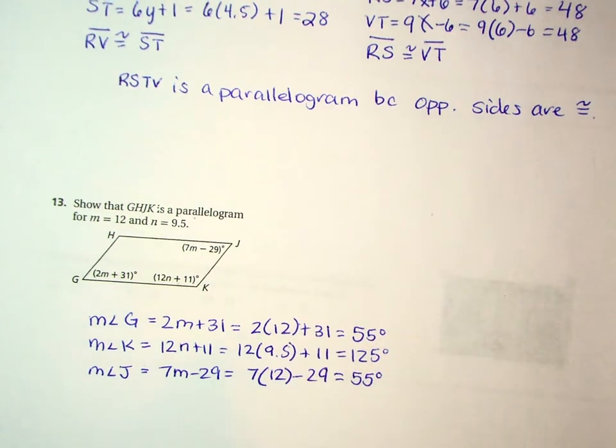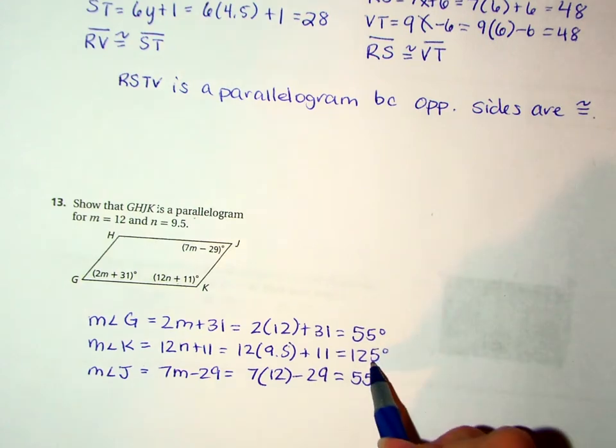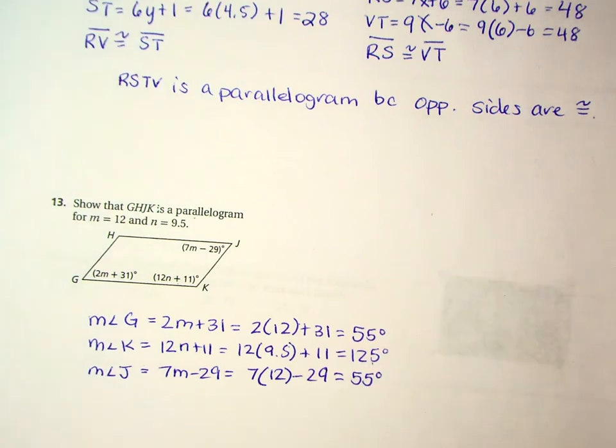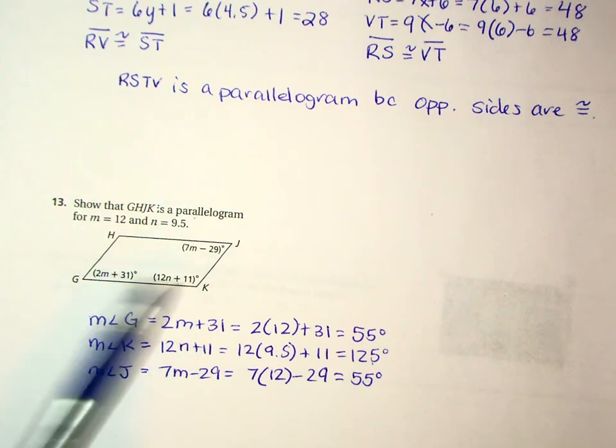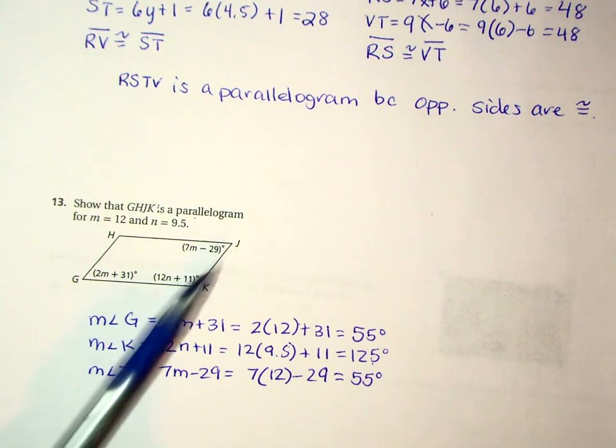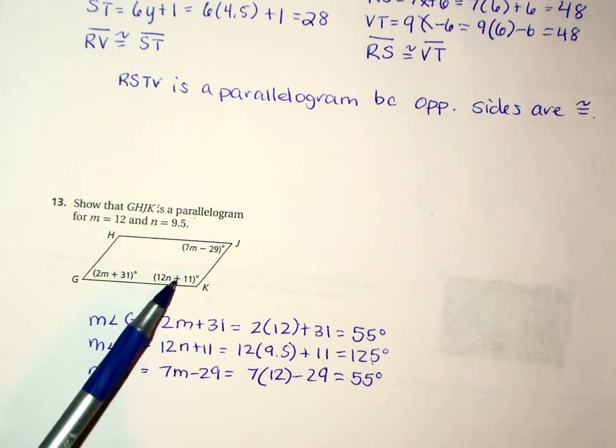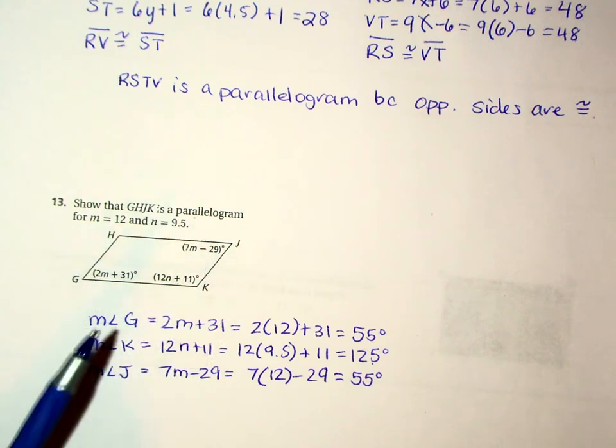Now, if you look, 55 degrees plus 125 degrees is 180, which is significant here. Because when we're looking at this thing here, we had a theorem that said if we have a quadrilateral, so there's my four-sided figure, with angles that are supplementary, that means they add up to be 180, to a consecutive angle, that must mean that this is a parallelogram.